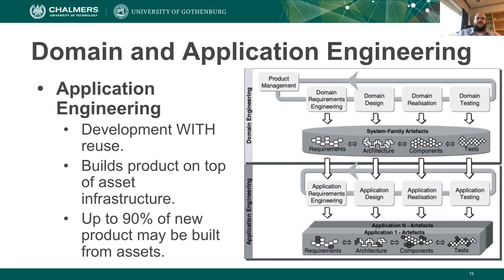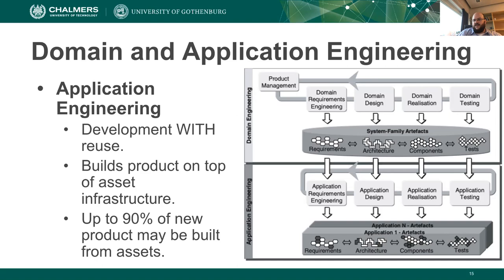So the variability explicitly modeled in your infrastructure gives you the basis for deriving individual products. Basically, when you're building a new product, you set up an accompanying project. The requirements are gathered and categorized as being either part of the product line or product specific. And then the assets, the architecture, the implementation, code assets can be instantiated right away, brought from your infrastructure, leading to an initial product version.